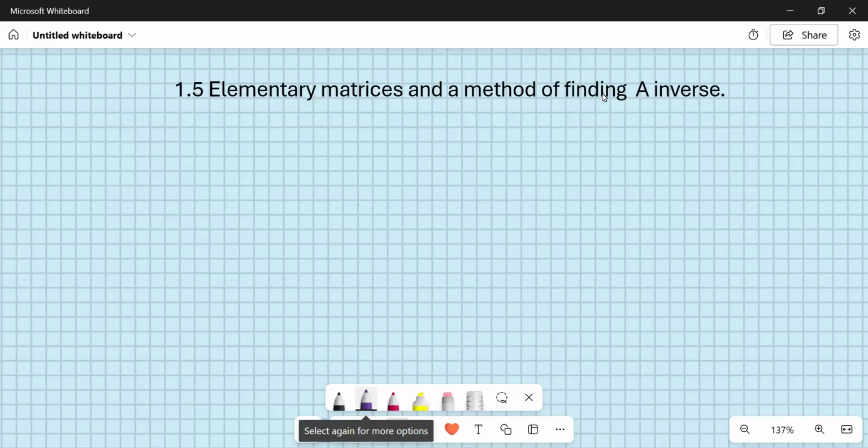Hello, everyone. We are going to continue with lecture 5 today, and we are going to talk about elementary matrices and the method of finding A inverse. In the previous section, we learned that matrices can have inverses, so they have special properties, but I just gave you a method of finding the inverse of a 2 by 2 matrix. In this section, we are going to learn how to find the inverse of any matrix, under the condition that the inverse exists, of course.